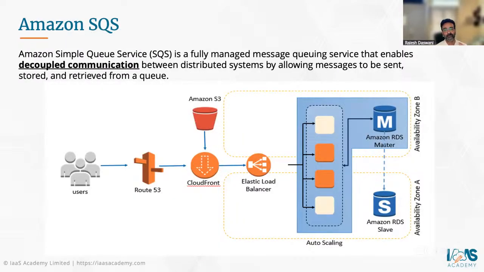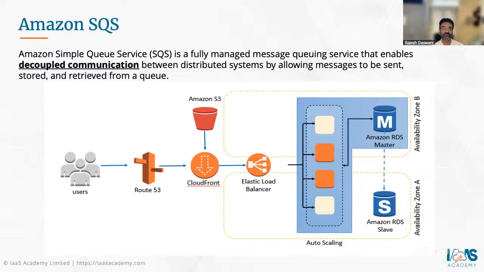SQS is another type of integration service that allows you to decouple your architecture. So you can decouple your front end from your back end by having an SQS queue in the middle. So this is a message queuing system that allows you to manage requests coming in from the front end and being processed by the back end.